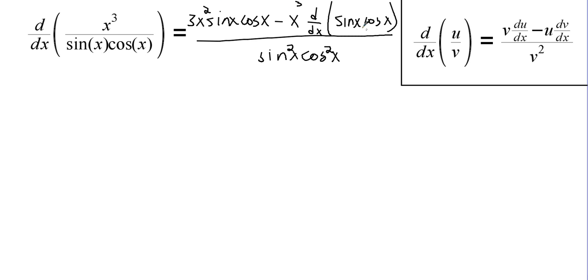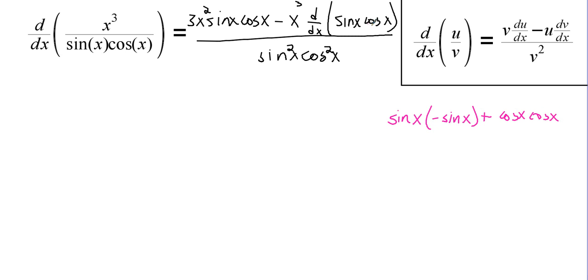Now we need to find the derivative of sine x times cosine x. So in order to find that derivative, since that is one function multiplied by another function, we'll use the product rule. So the product rule states that the derivative of a function times another is the first function, sine x, times the derivative of the second, so the derivative of cosine is negative sine x, plus the second function, cosine x, times the derivative of the first function. The derivative of sine x is cosine x.